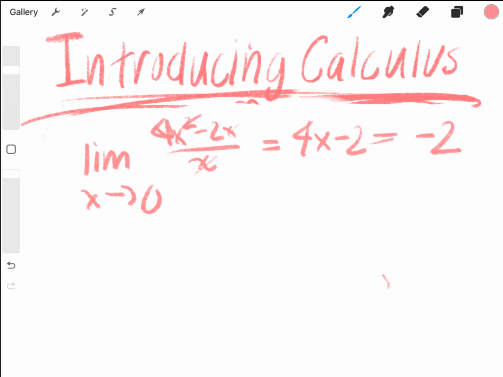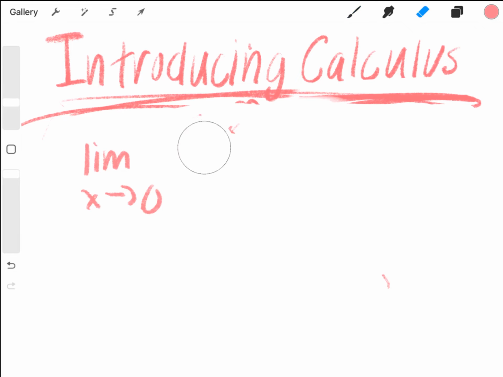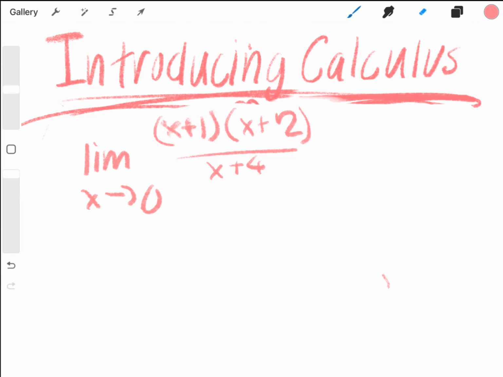Sometimes the limit doesn't exist. Like the limit of (x plus 1) times (x plus 2) divided by (x minus 4) as x approaches 4, you can't factor this, so that means you just have to say that it doesn't exist.